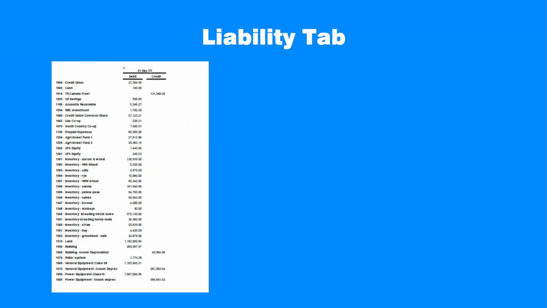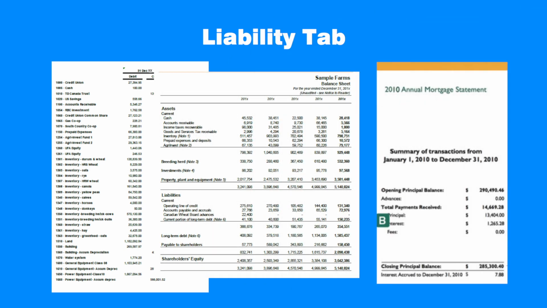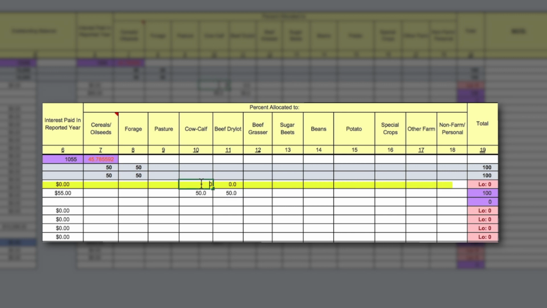Information for the Liability worksheet can be found on the trial balance, or in the farm's financial statement in the Liabilities section, or in the year-end loan summary from the farm's lender. As with other worksheets, allocate the revenue, expense, or liability as a percentage to each applicable enterprise. The total allocation must equal 100%.